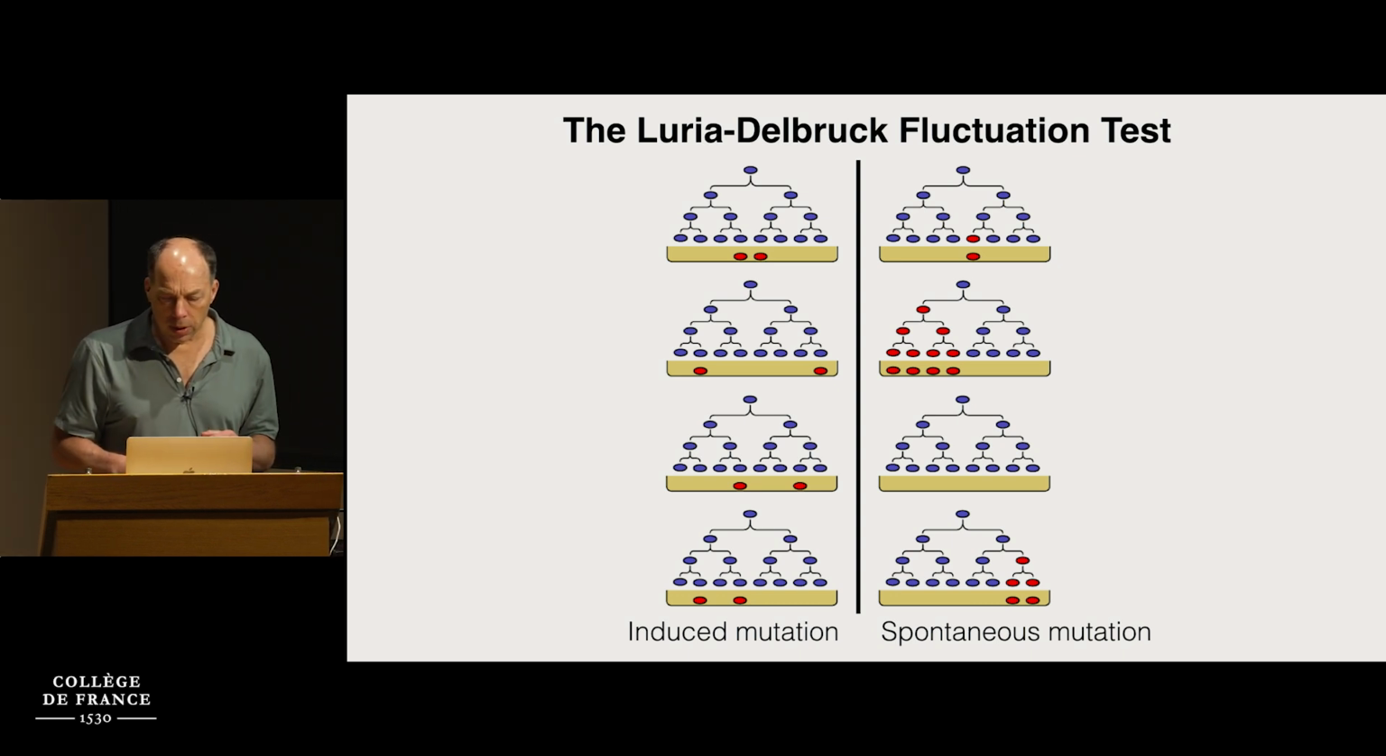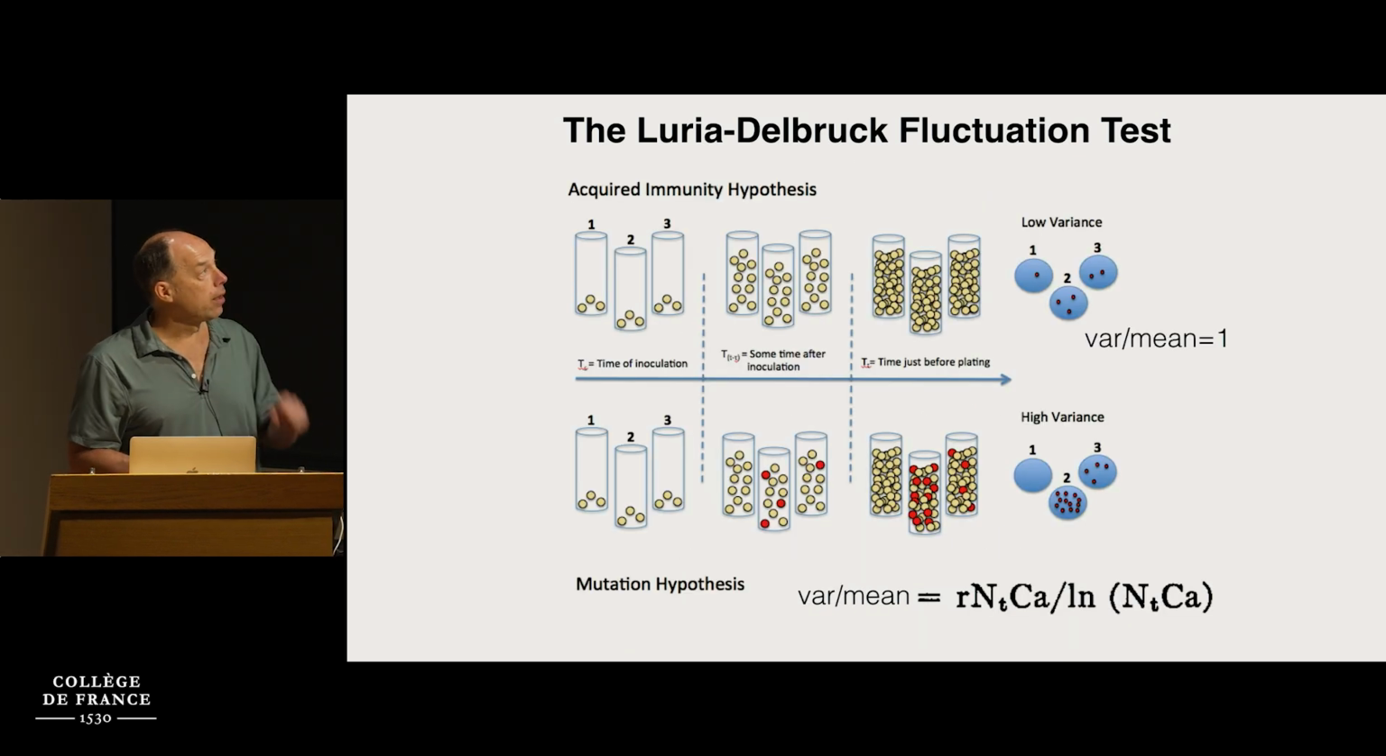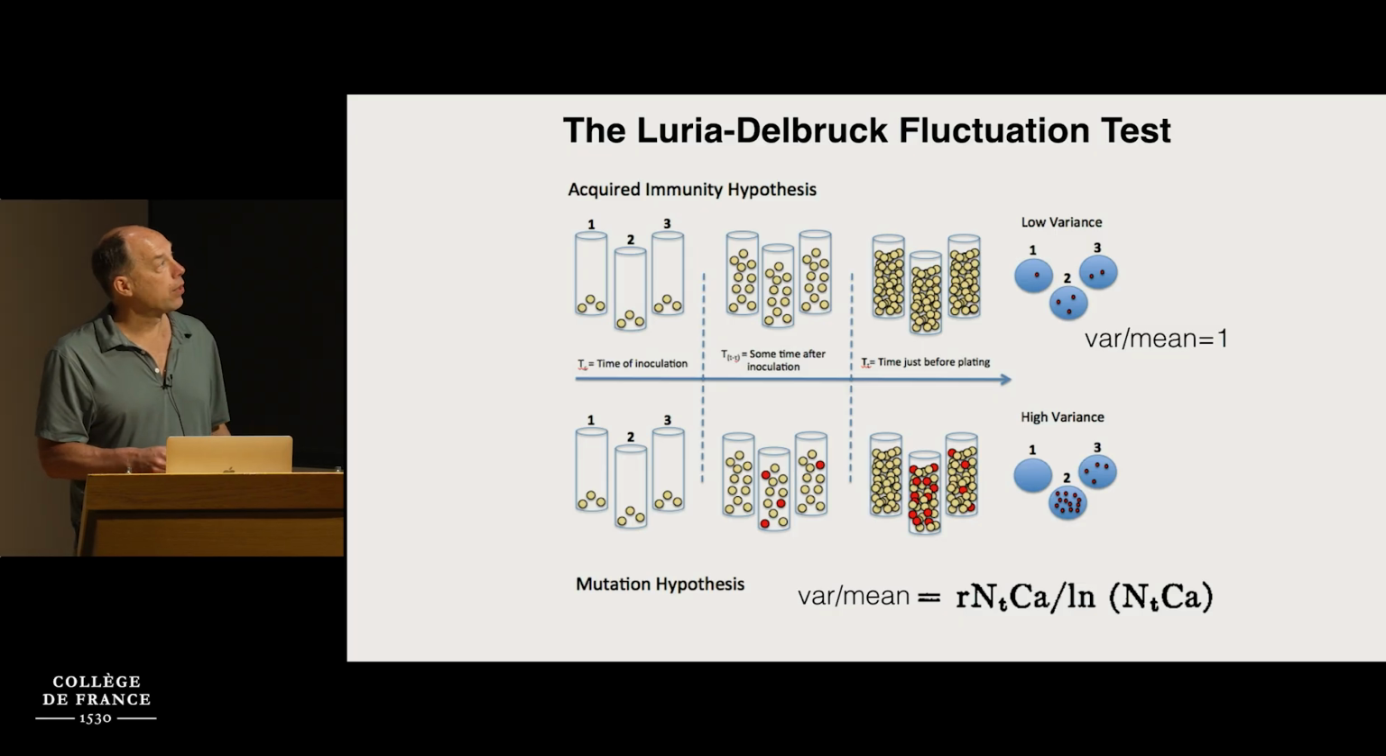And so Luria and Delbruck worked out the math behind that. And you can look at sort of the variance over the mean. And they worked out a nice approximation here. And so this is a very clear prediction. If you do this experiment where you grow up a bunch of replicates of bacteria, then expose it to the virus, you'd expect to get very different answers in the distribution of resistant cells.